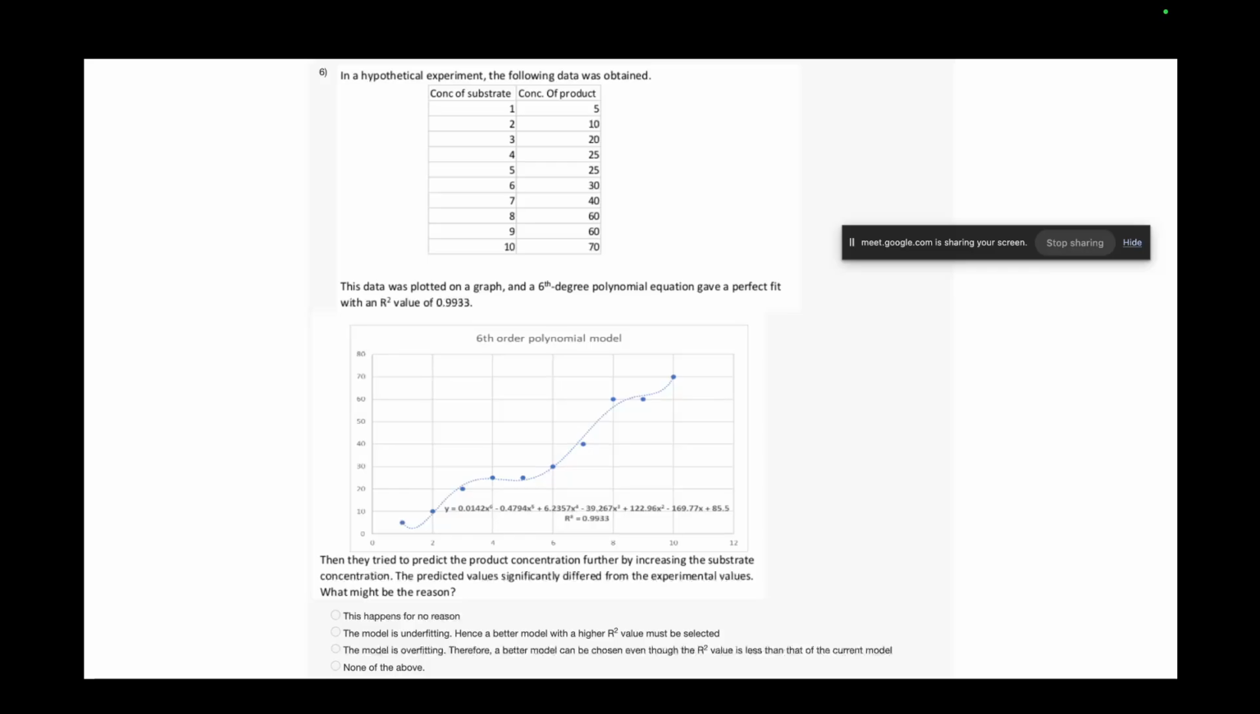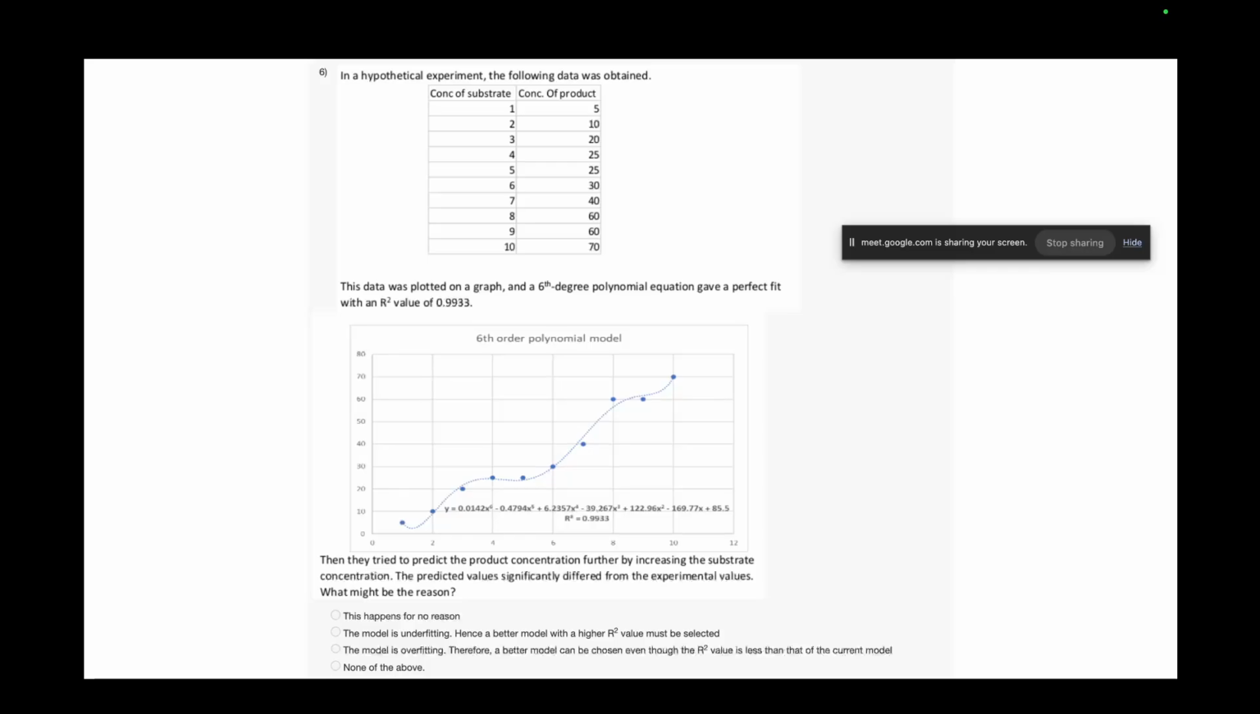So the greater the R square, if R square is equal to 1, then your model perfectly fits your data. Like it's a perfect fit. But it's not possible to have R square equal to 1. If R square is greater than 0.9, it's assumed to be a very good fit. And if it is less than 0.6 or 0.7, then it's not a very good fit. So R square determines the fit of your model.